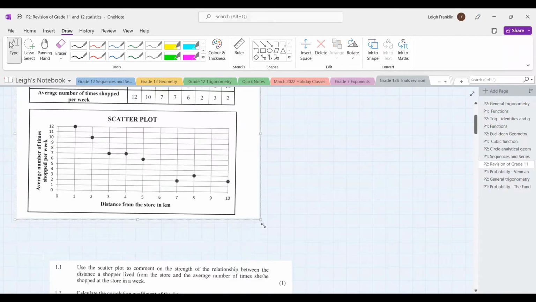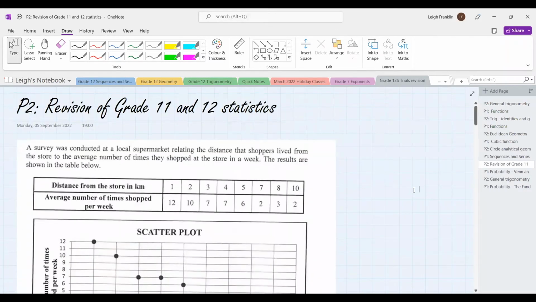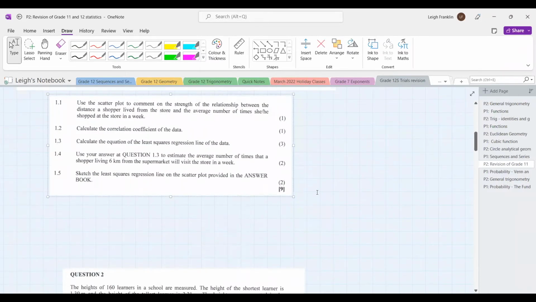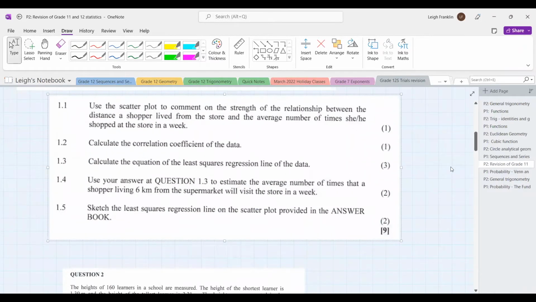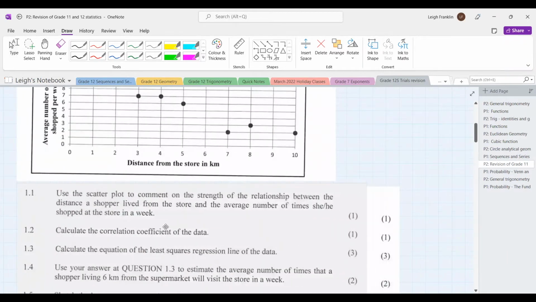And just in marking trials recently at my school, I was actually surprised. This is one of the questions I marked, and it was interesting that there were so many people who didn't get any marks at all for the grade 11 or grade 12 statistics. So I thought, let's go through that, and just make sure that you guys are where you need to be with this.